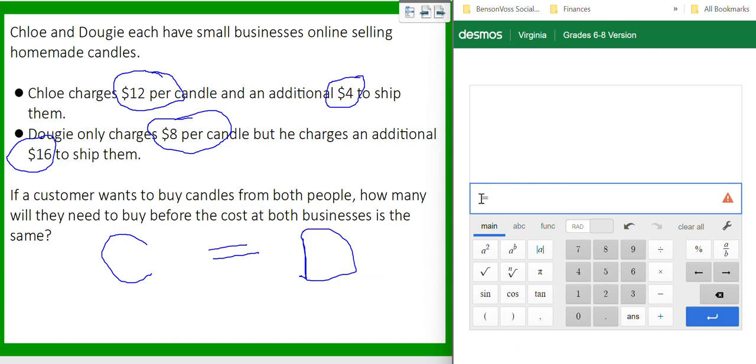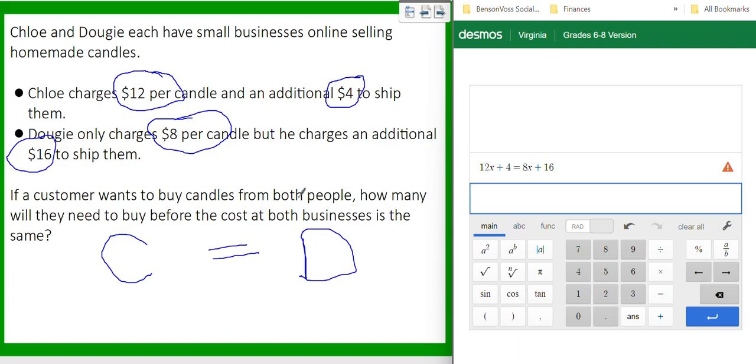So first of all, let's talk about Chloe. She charges $12 per candle. Whenever you have a per, that means you need a variable. Then an additional $4. And on the other side, Dougie charges $8 per candle, which means a variable, and then charges $16. All right. So this right here, 12x plus 4 equals 8x plus 16, is the equation that you need to work with. Okay.